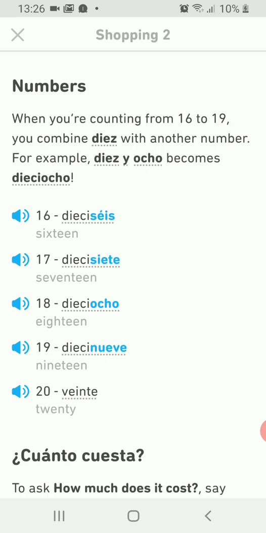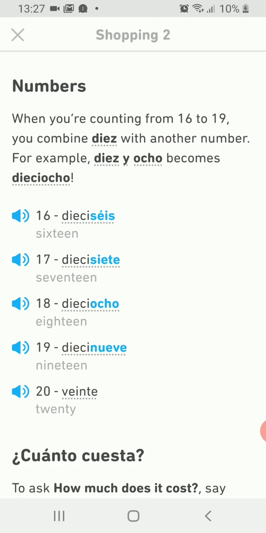Today we'll talk about shopping, and this is the second part of this topic. As you can see, it's written on top, shopping two, and we basically know how to count from 0 to 15. Yes, so let's try. Cero, uno, dos, tres, cuatro, cinco, seis, siete, ocho, nueve, diez, once, doce, trece, catorce, quince.